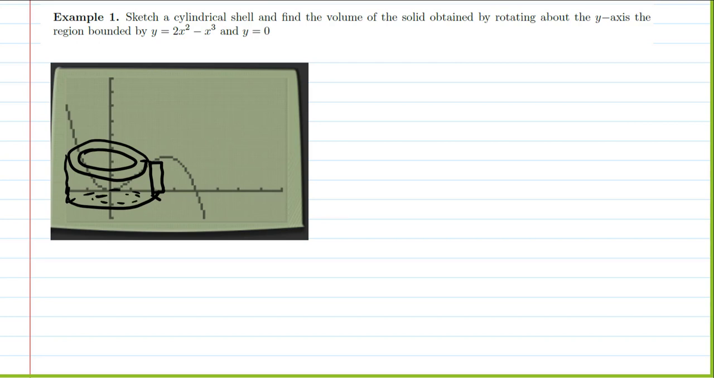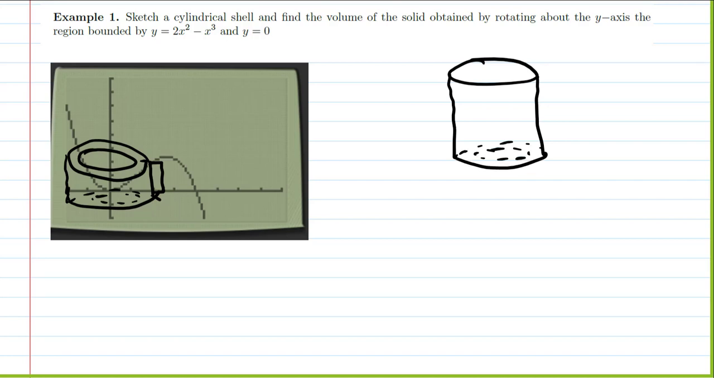For each of those, use your imagination because I'm a terrible artist. I'll try to sketch it over here. So it would look like something like this. That's a little better. Where this thickness right here would be our delta x. This is going to be our height, which is f of x.